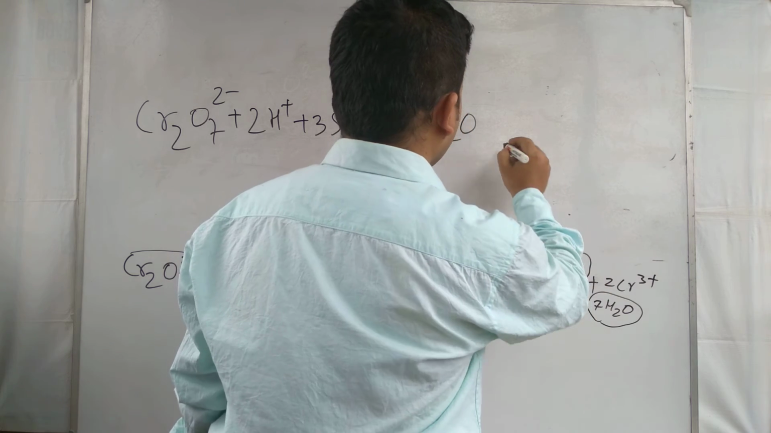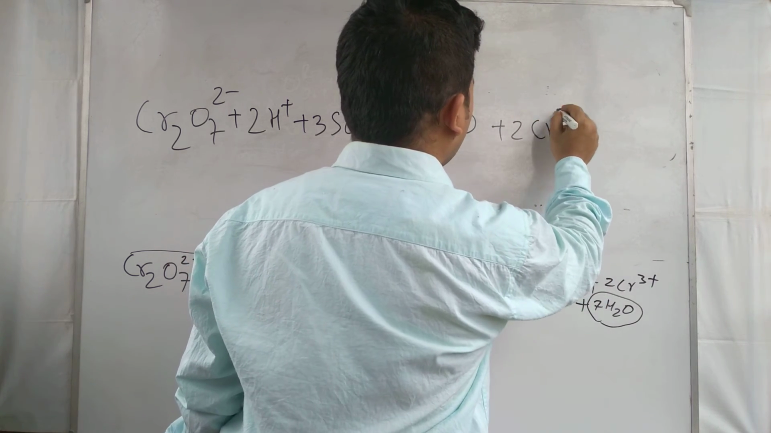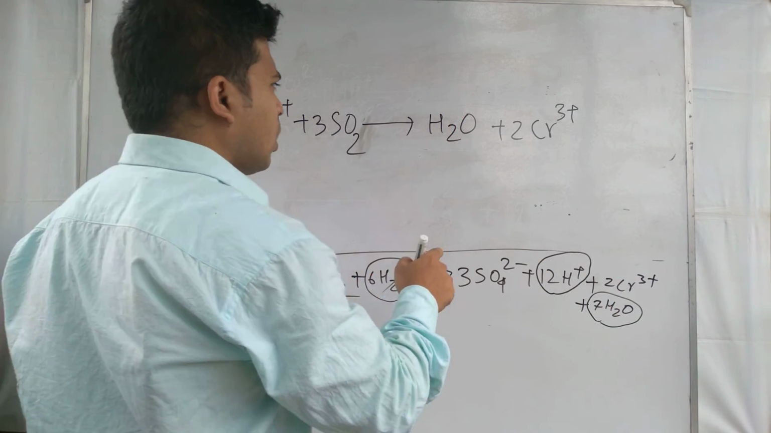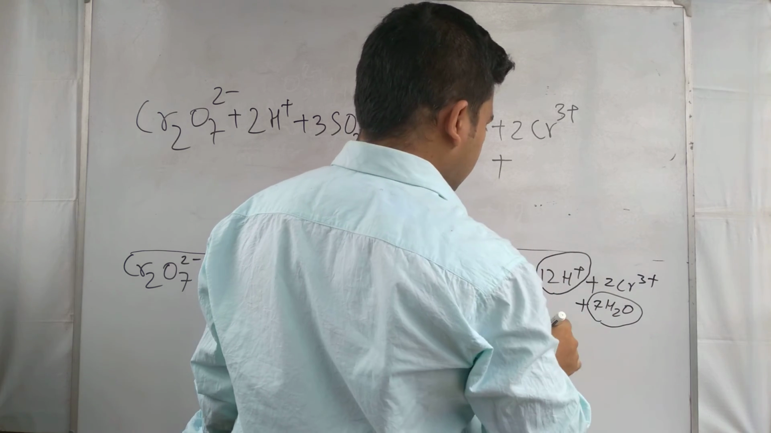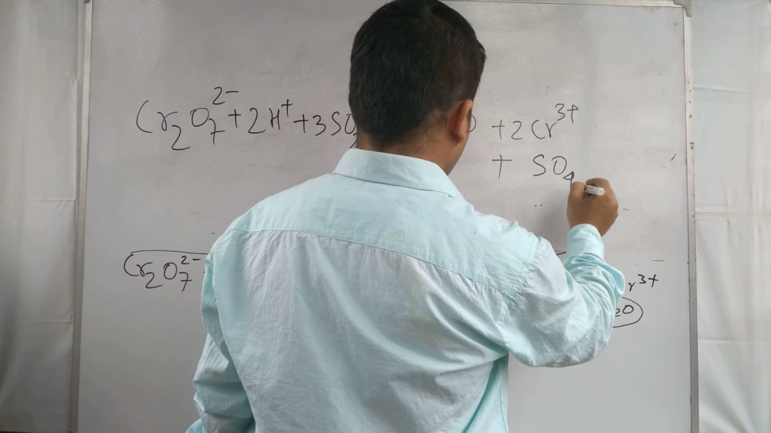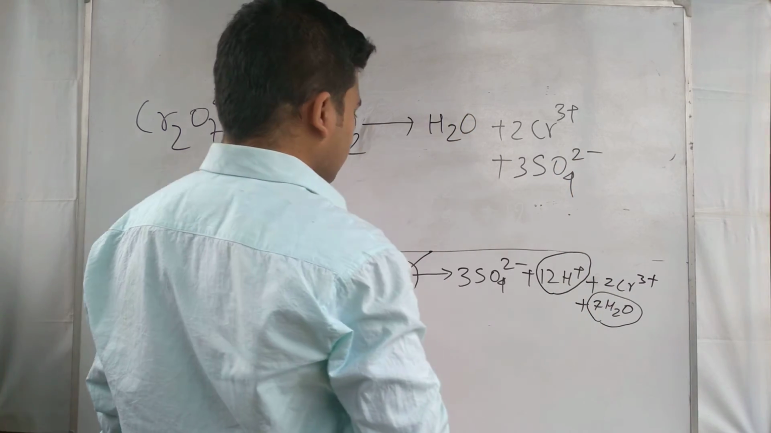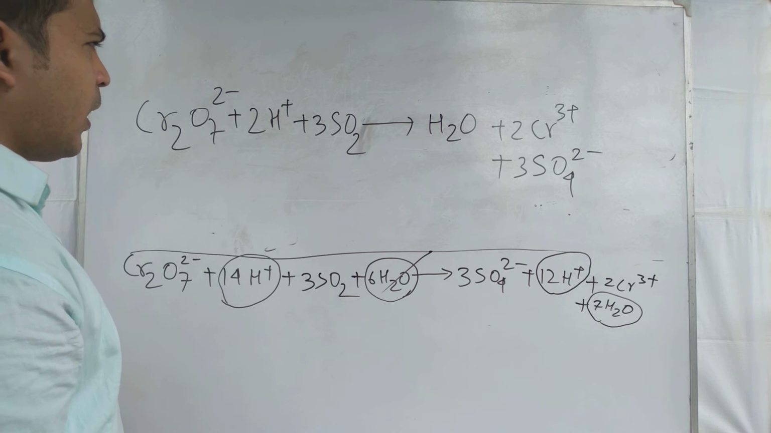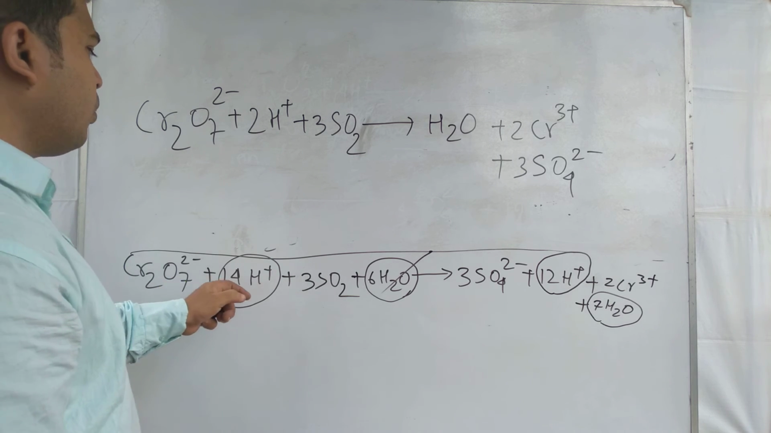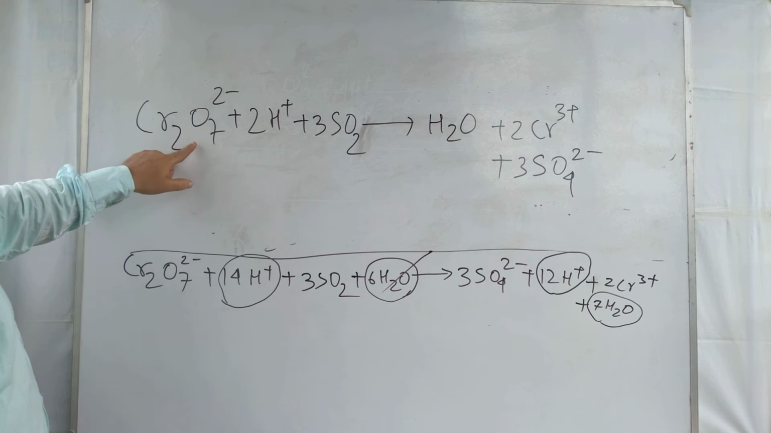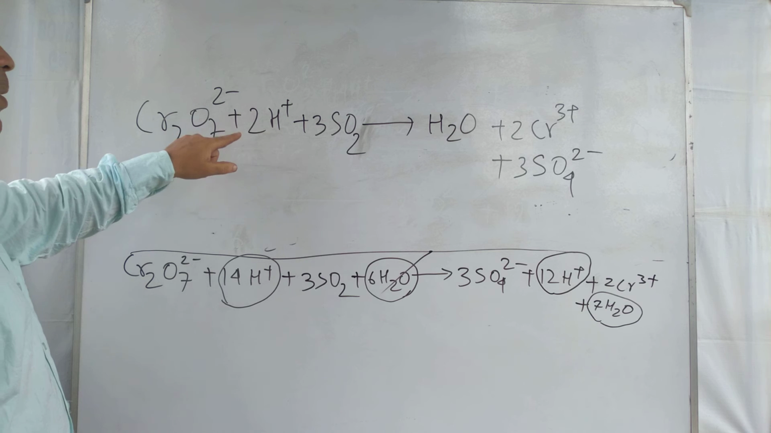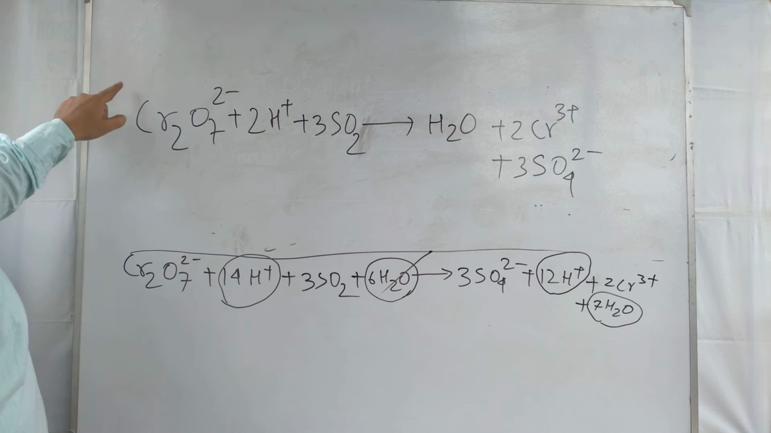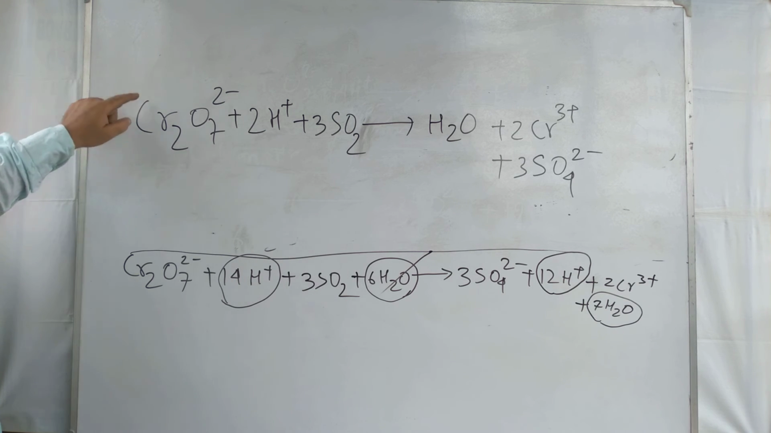Therefore the 2 chromium 3 plus ion on the right hand side is not a common ion, and sulfate 3 is not common also. So we write these ions. After cancelling the common ions from both sides, we get this equation. This is the main ionic equation for the ion electron method, balancing in acidic medium. This is the answer of the balancing.